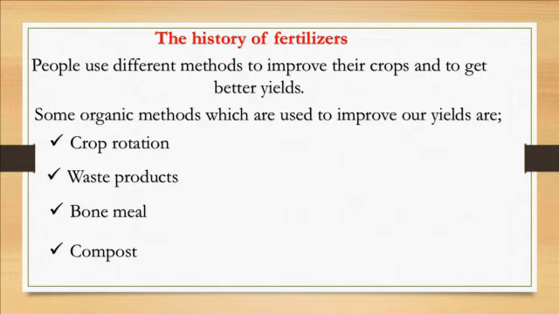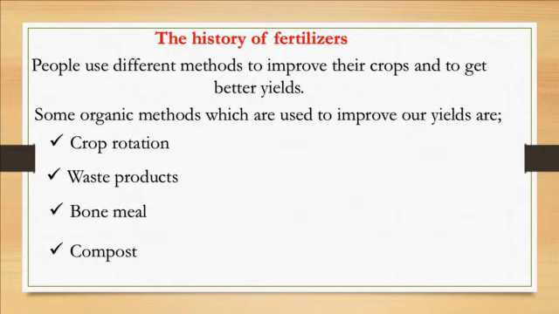Some of the organic methods used to improve our yields are crop rotation, waste products, the bone meal, and the compost. All these methods can make our yields increase, but they are very organic and very old. What is crop rotation? Farmers get better results when they do not grow the same crop in the same land every year.